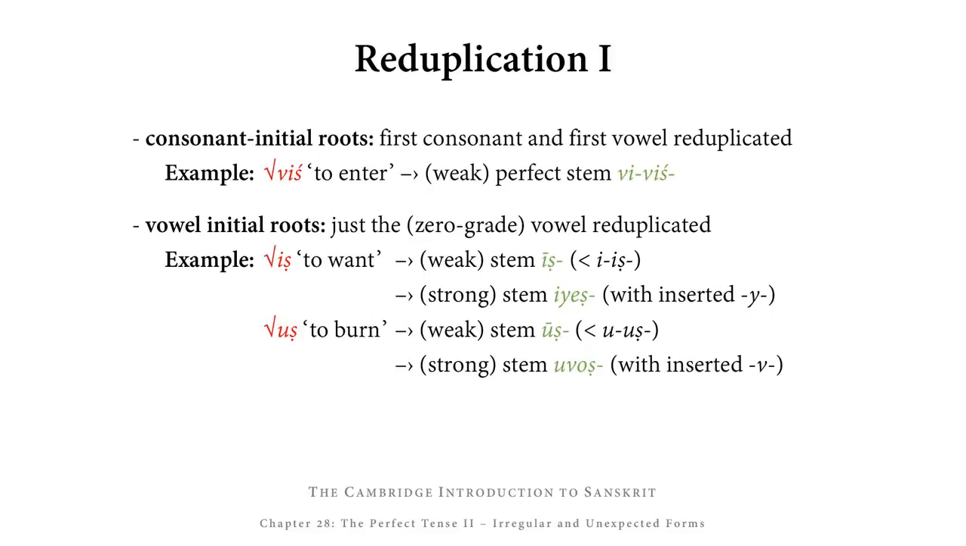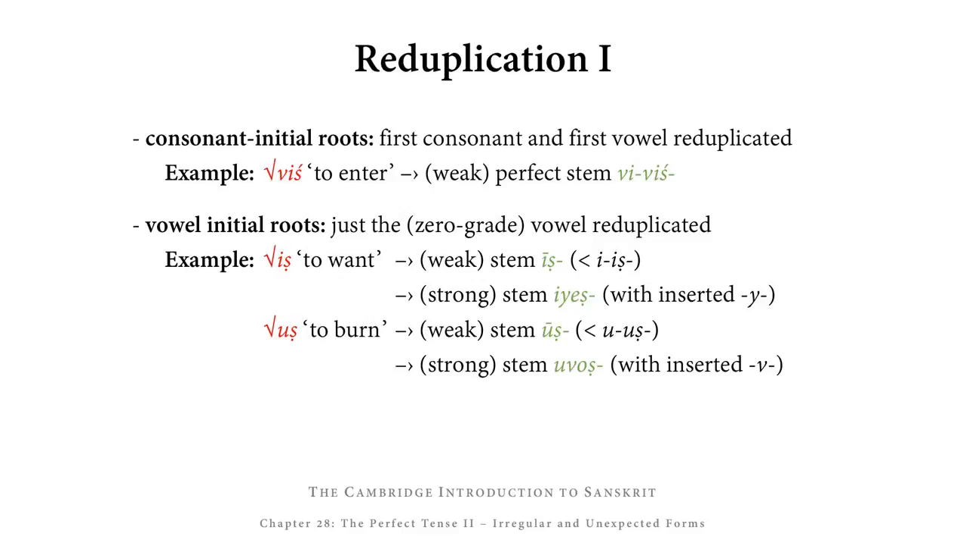So, first of all, reduplication. Whenever we have a root that begins with a consonant, then reduplication means taking the first consonant and the first vowel of this root in zero grade and combining them to form the reduplicative syllable. So, for example, of vish, to enter, we take the first consonant v and the first vowel i, and we combine them to vi, which would be the reduplicative syllable, that we then combine with the root to give us the perfect stem. So, for example, in its weak form, vivish.